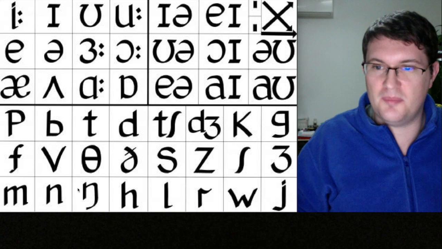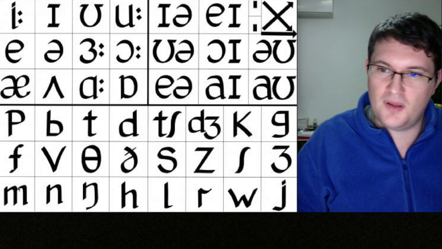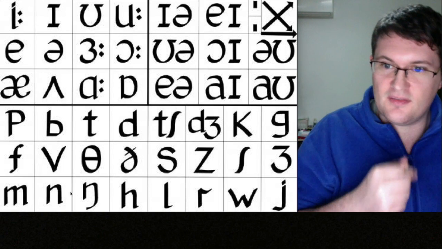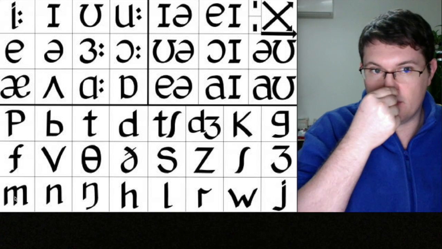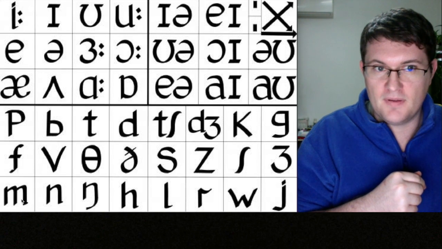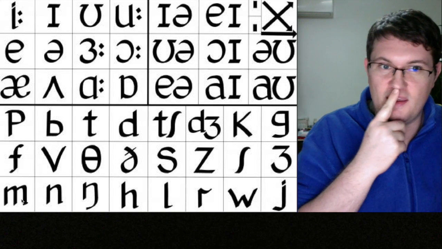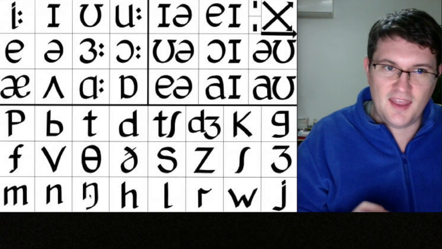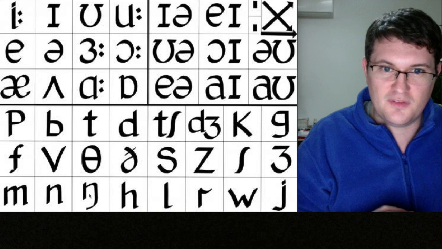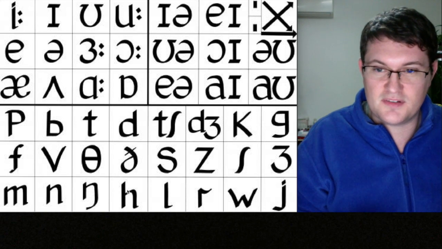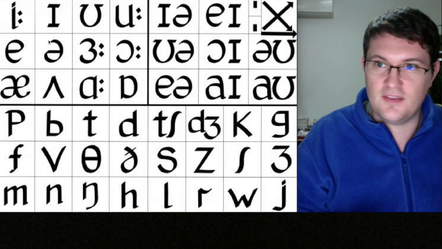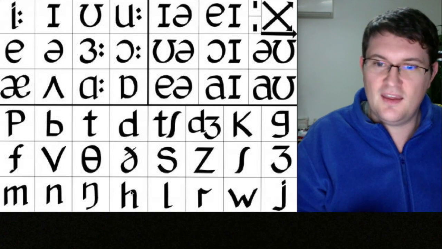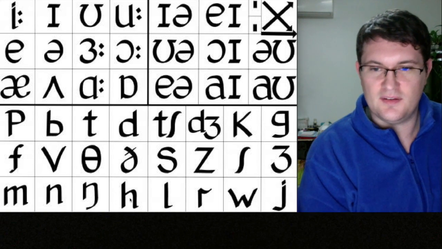So now we're getting to the bottom of the chart where things don't follow the rules so well. These three here are nasal sounds. If you try to plug your nose and make these sounds, you'll know why. Just plug your nose and try to make this sound here. Mm. Yeah, you can't, because the air comes out of your nose. That's why they're called nasals. This is the NG sound, like in sing. So if you wanted to write sing with the phonemic chart, you would write the s, then the I, then the NG sound, sing, yeah?